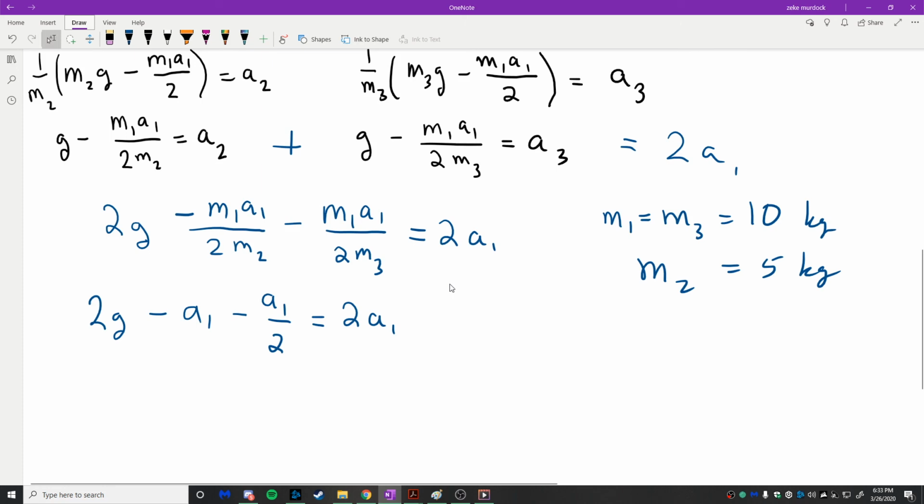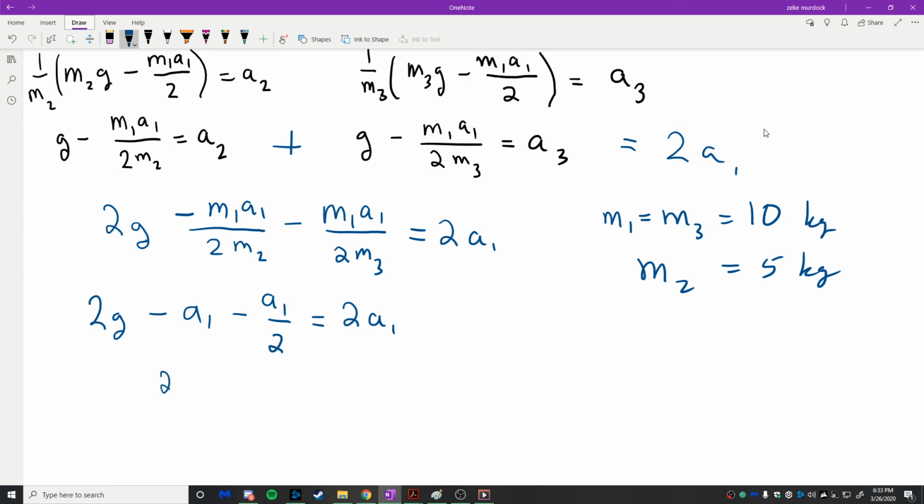Okay, so 2G minus A1 from this one, M1 over M2. M1 divided by M2 was basically 10 over 5, which is 2 over 2, so you get a 1. And then M1 over M3 is 10 over 10, so you get A1 over 2. That's equal to 2A1. Okay. And we can just solve this for A1 now, right?